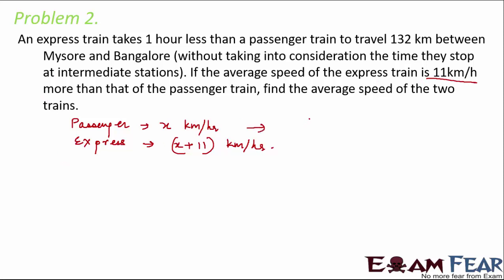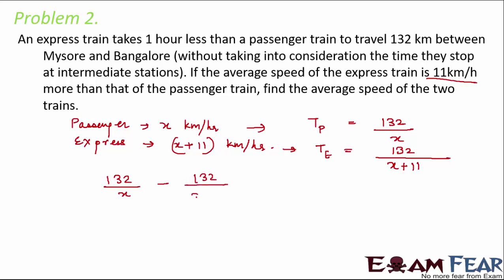So now time taken by the passenger train, that is TP, will be equal to the total distance, that is 132, divided by speed, which is x. Similarly, the time taken by the express train would be equal to 132, that is the total distance, divided by speed, which is x plus 11. Right, and it says that the express train takes 1 hour less than the passenger train. That means the time taken by express train is lesser than the time taken by passenger train. We can say 132 by x minus 132 divided by x plus 11 is equal to 1.